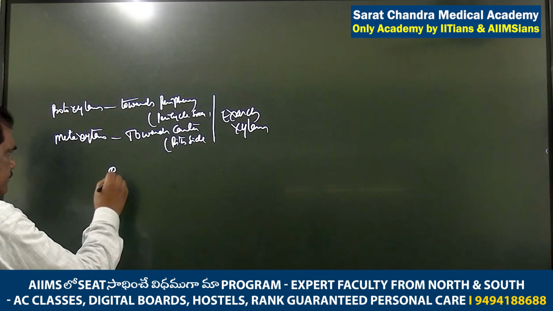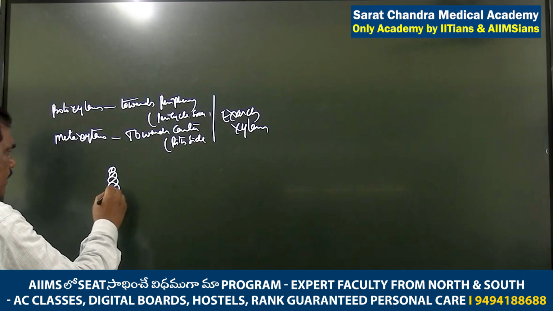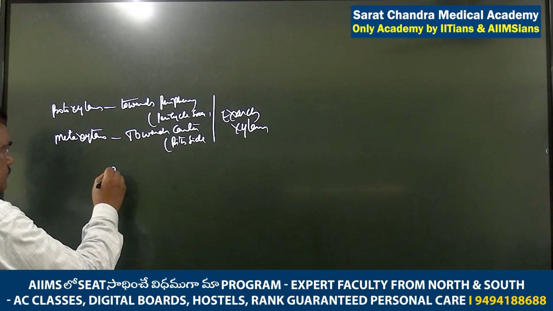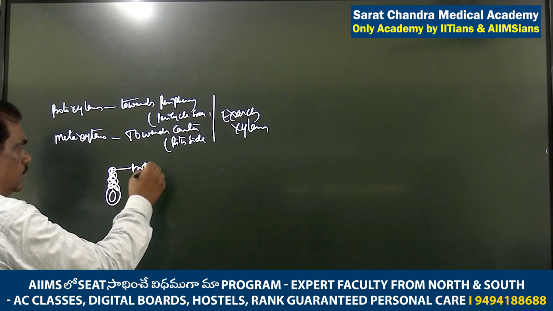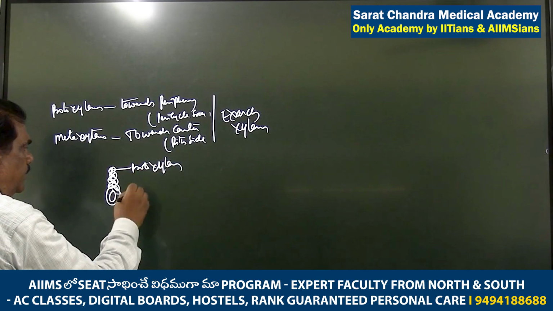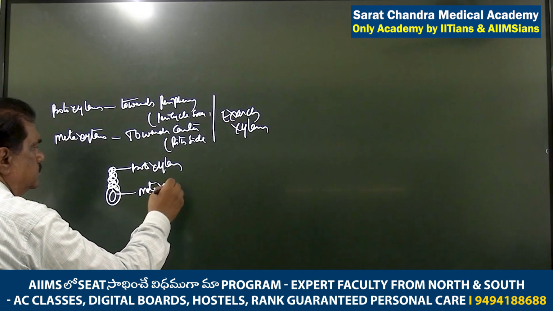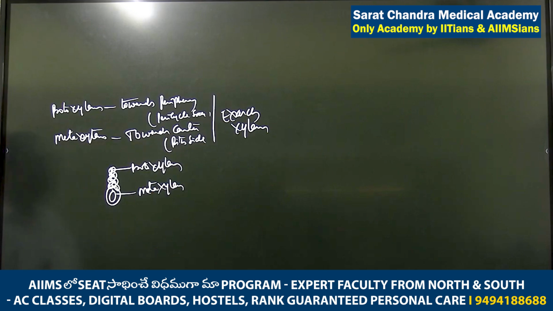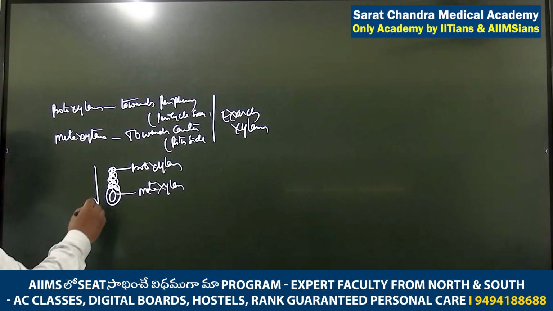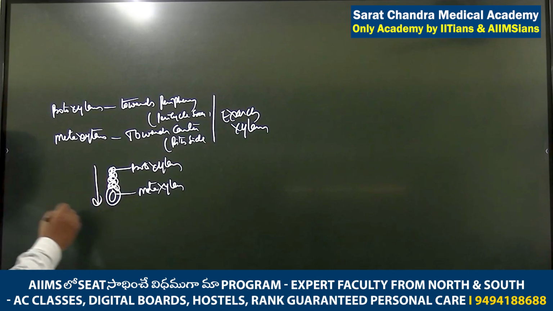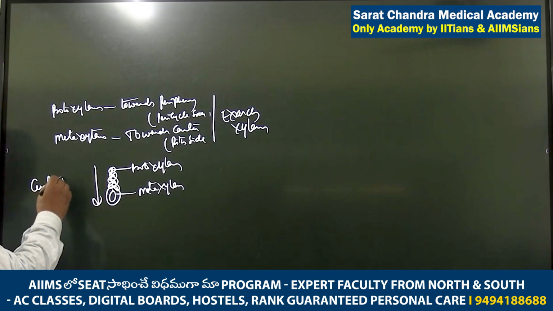Protoxylem towards the periphery and metaxylem towards the center. This is protoxylem and this is metaxylem. How does the arrangement of proto and metaxylem take place here? It is formed from periphery to center. If it is formed from periphery to center, it is called centripetal xylem.